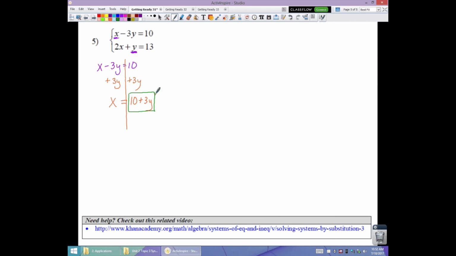Okay, I did that so that I can substitute everything in that box into the other equation, the one I haven't used yet. So it goes right there. That new equation is 2 times everything in my box, 10 plus 3y, plus there was already a y here, so plus y equals 13.